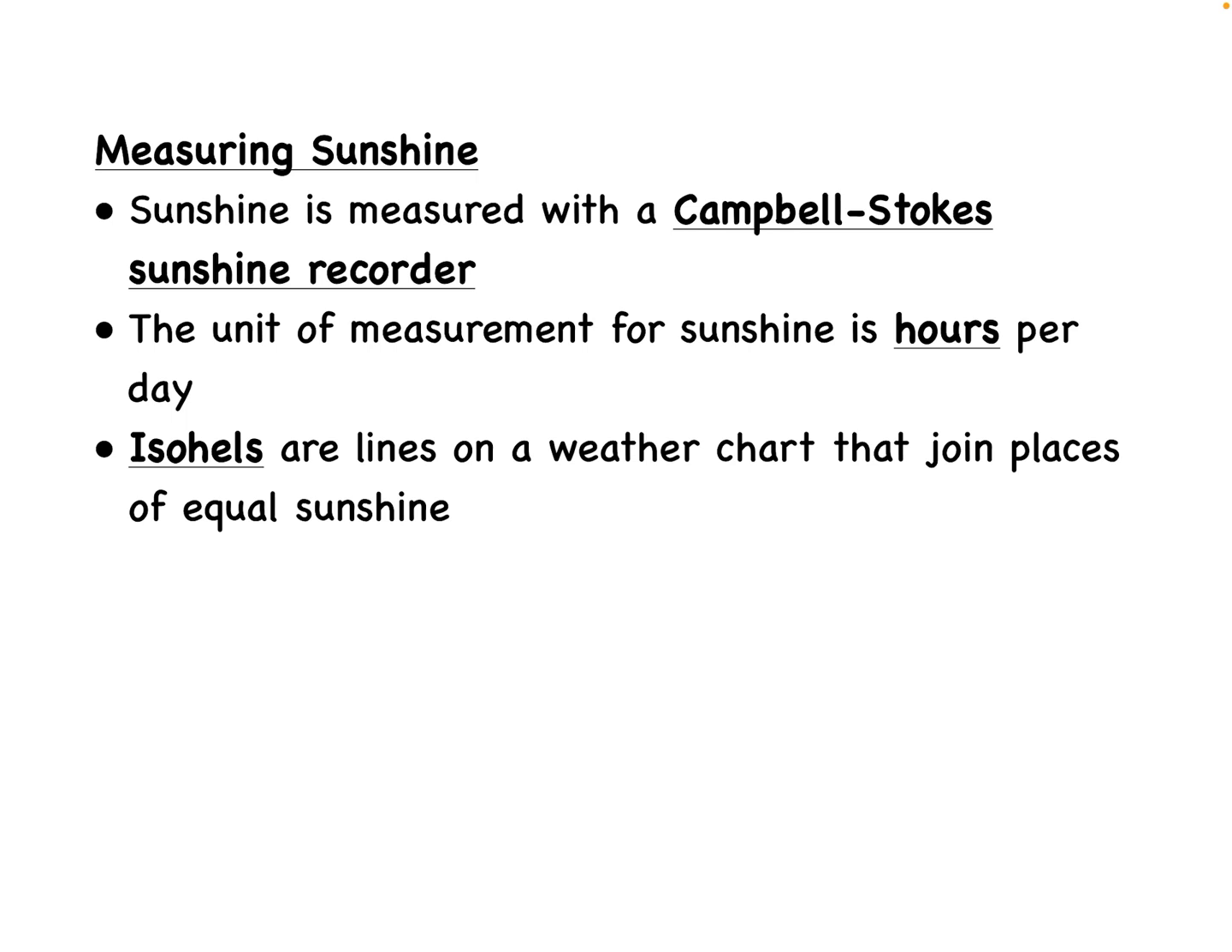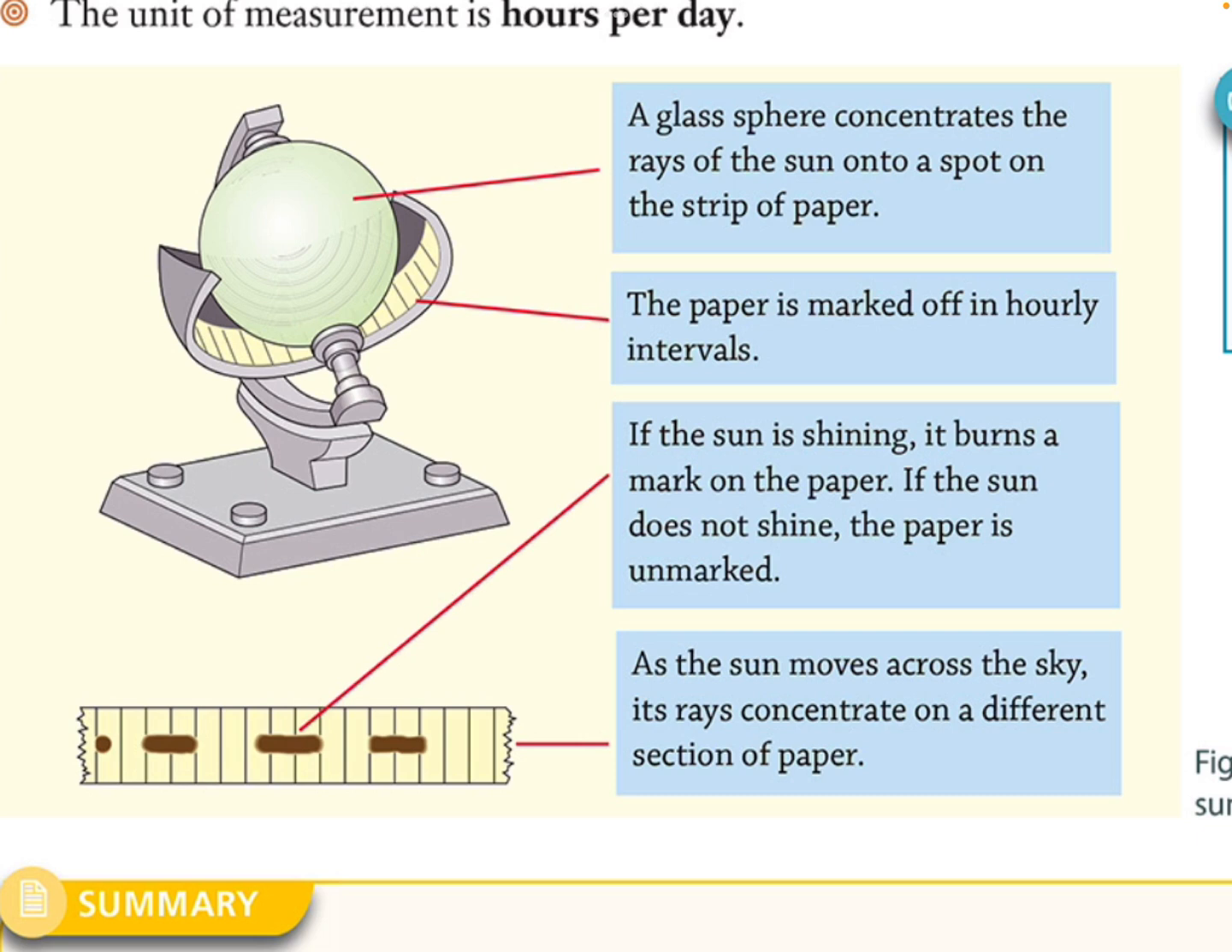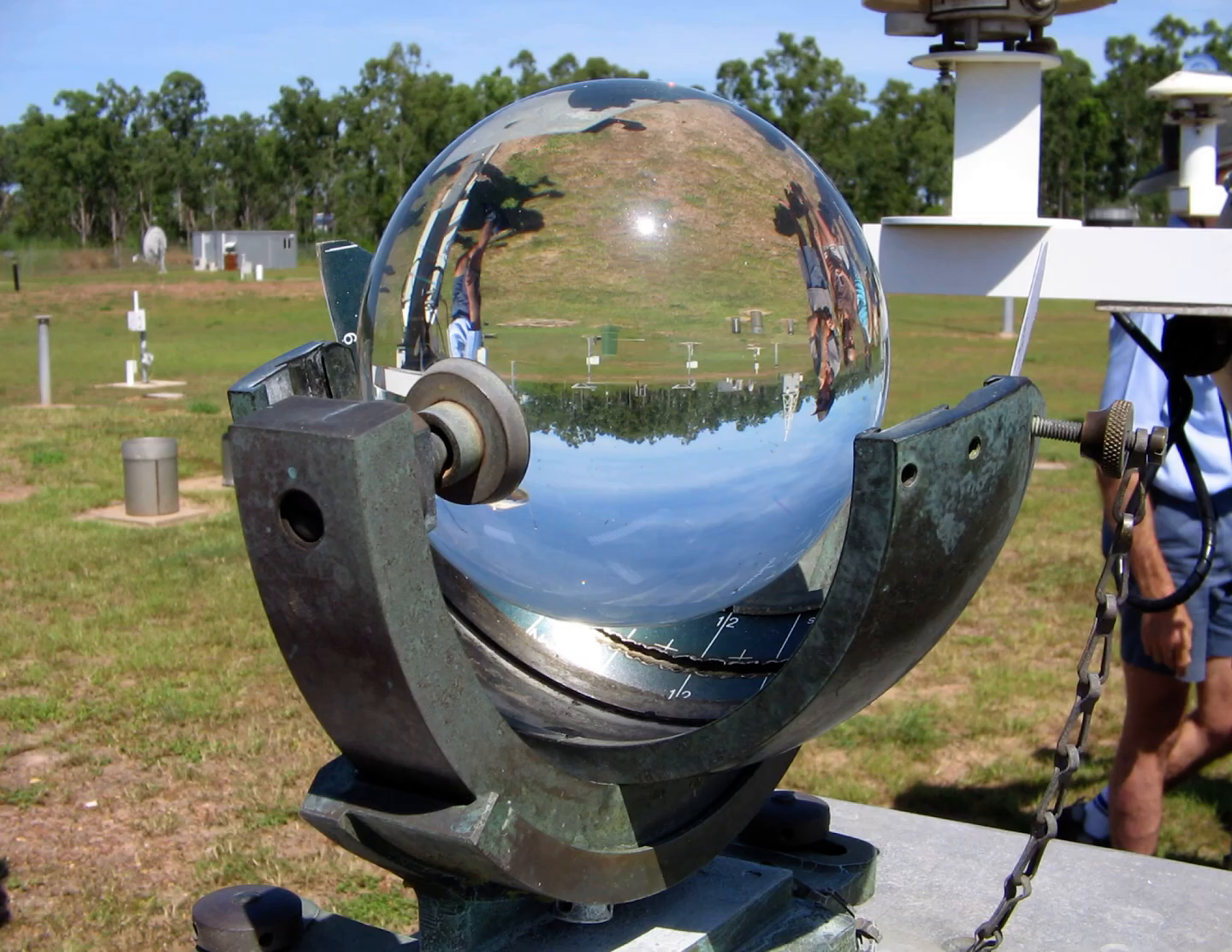So how do we measure sunshine? They might say we had 5 hours of sunshine a day in summer, whereas in January we only had 3 hours of sunshine. How do they know how many hours of sunshine we have? What they use is a Campbell Stokes sunshine recorder. I know it's an unusual name, so you're looking at it there. A Campbell Stokes sunshine recorder is a glass ball, a glass sphere.